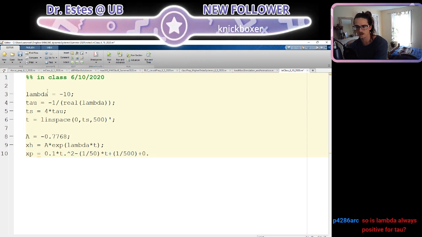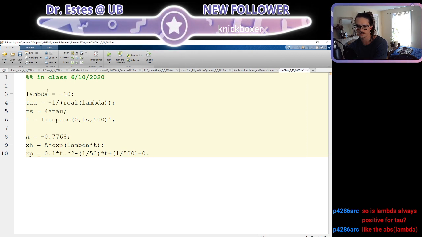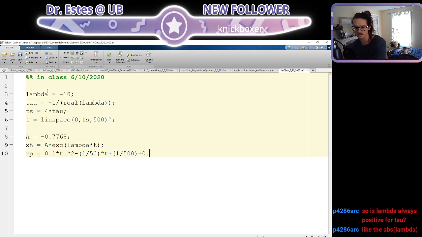Is lambda always positive for tau? Like the abs of lambda? Well, tau is always going to be a positive number. Lambda should hopefully have a negative real part.